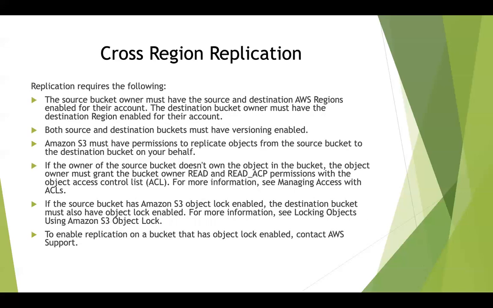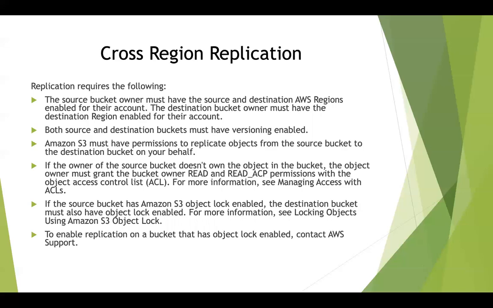And then replication requires some of the following. These are some of the things that we need to note before doing replication and after doing replication. So the source bucket owner must have the source and destination AWS regions enabled for their account. And the destination bucket owner must also have the destination region enabled for the account if your destination bucket is going to be in another AWS account.